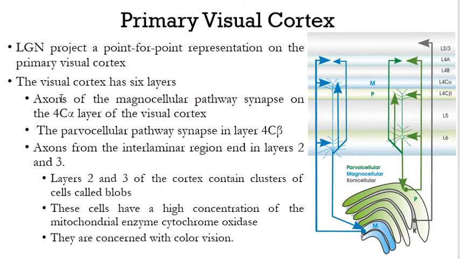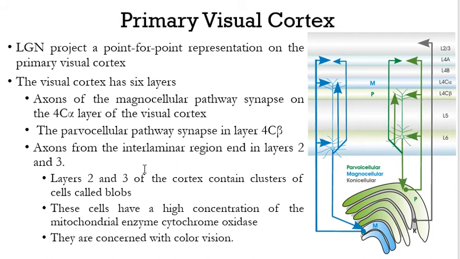Another thing that you should know about the primary visual cortex is that the LGN, or LGB, also has a point for point representation. LGN means lateral geniculate nucleus, the same as lateral geniculate bodies. So they also have a very point to point representation on the primary visual cortex. And the visual cortex itself is 6 layered. So you have axons of the magnocellular synapsing on 4C alpha layers of the visual cortex, parvocellular on 4C beta, and then the intralaminar regions end in layers 2 and 3.